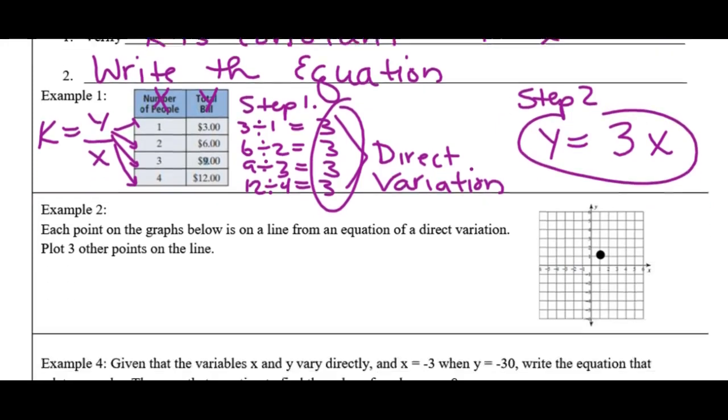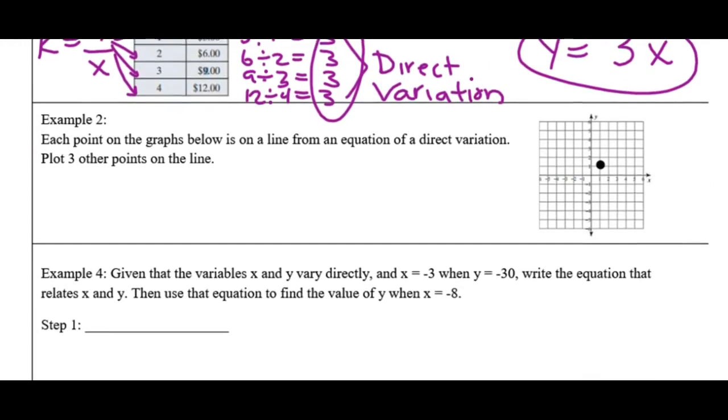Example 2. It says each point on the graph, well, there's only one graph, not graphs, is on a line from a direct variation, from an equation that's direct variation. So something we know from up top when we talked about graphs, if you look back on the top of the notes, we said that direct variation always goes through the origin. So we know that's a point. Always. If I see that word direct, I know it's going through that origin. So that's 1 point right away.